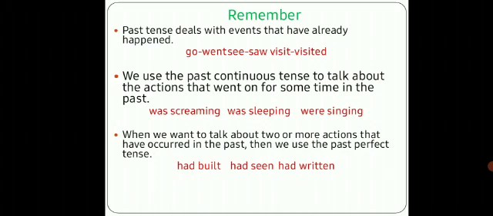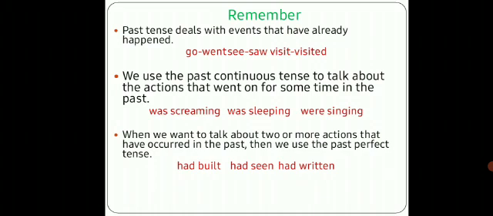So see the words here: bird was screaming, was sleeping, was singing. At that time, was happening in the past. Next one, when we want to talk about two or more actions that have occurred in the past, then we use the past perfect tense.